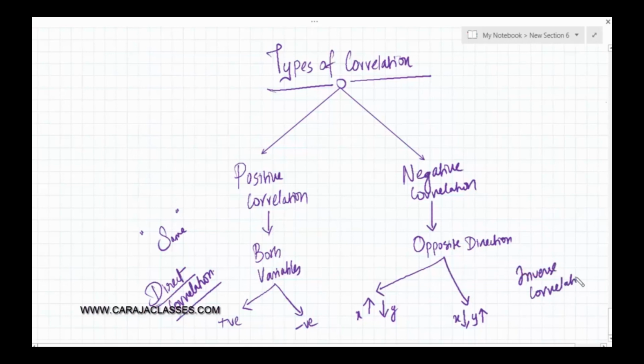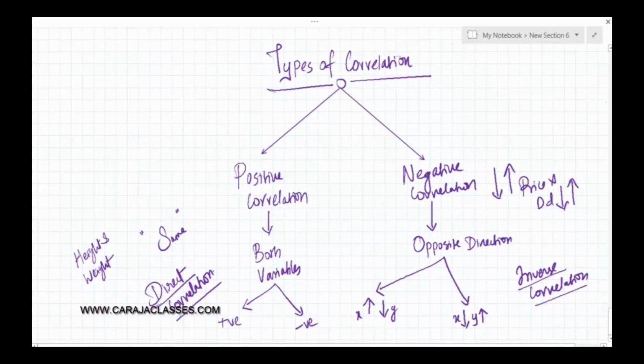Can we have some examples for direct correlation and inverse correlation? One example for direct correlation can be height and weight. That is, when height increases, we can say weight also increases according to the relationship. And one example for inverse correlation can be price and demand. What is this price and demand? When price increases, the demand decreases. Or when price decreases, the demand increases.